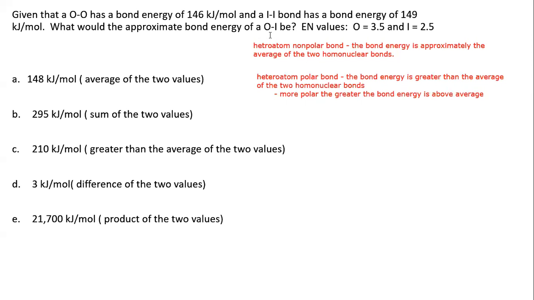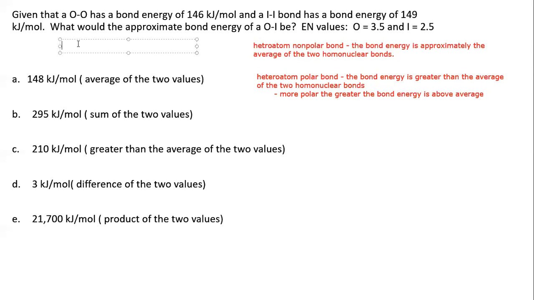So what we have to determine is whether an oxygen-iodine bond is a polar bond or a nonpolar bond. If it's a nonpolar bond, then the bond energy of that bond would be approximately the average of the two homonuclear bond energies. If we determine that it's a polar bond, then we find what the average is, and we can approximate that the bond energy would be greater than the average. And the more polar it is, the greater it is above the average, because the more polar it is, the more unequally the electrons are shared between the two atoms.